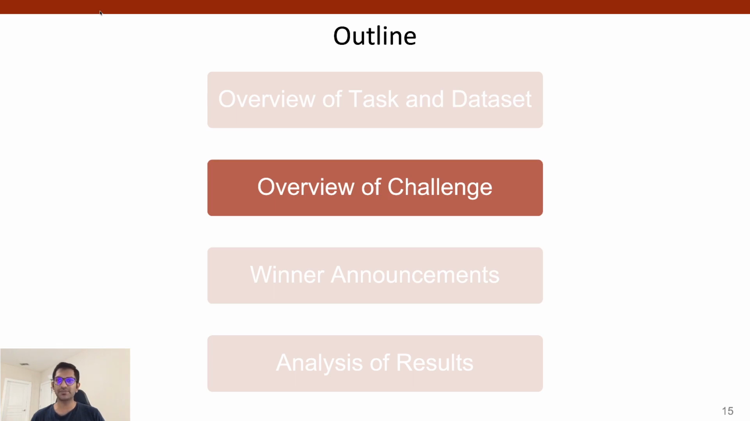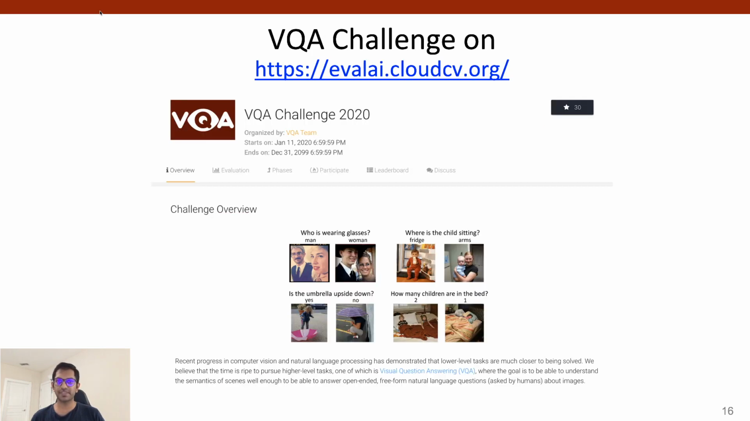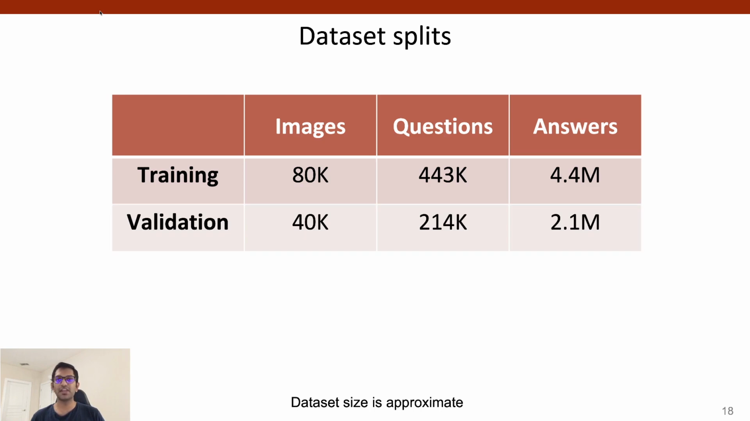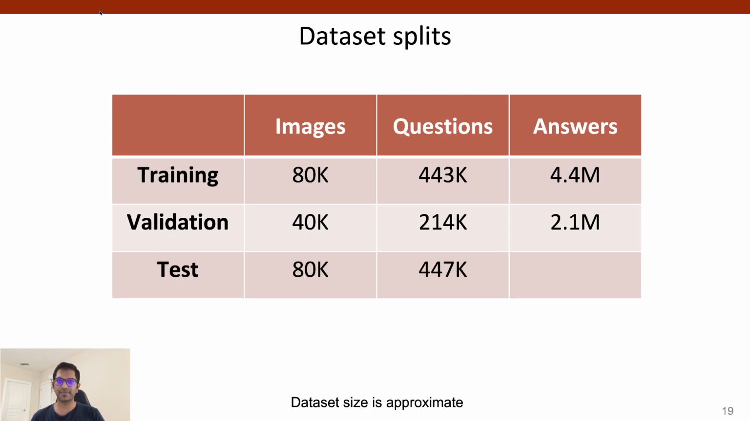Now let us look at some details about the challenge. This year, the VQA challenge was hosted on Eval AI, same as the last 3 years. The training set consists of 80,000 images and 443,000 questions. The validation set is about half the size of the training set. The test set is about the same size as the training set. The test set annotations are not publicly released.